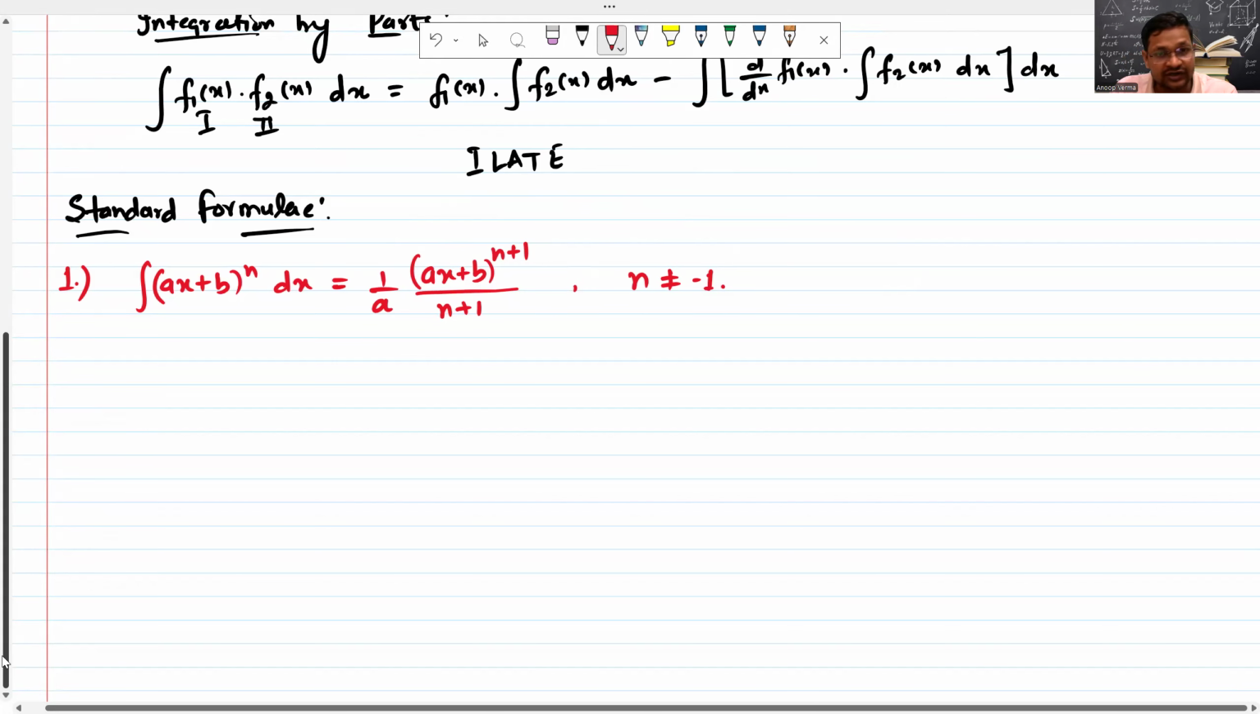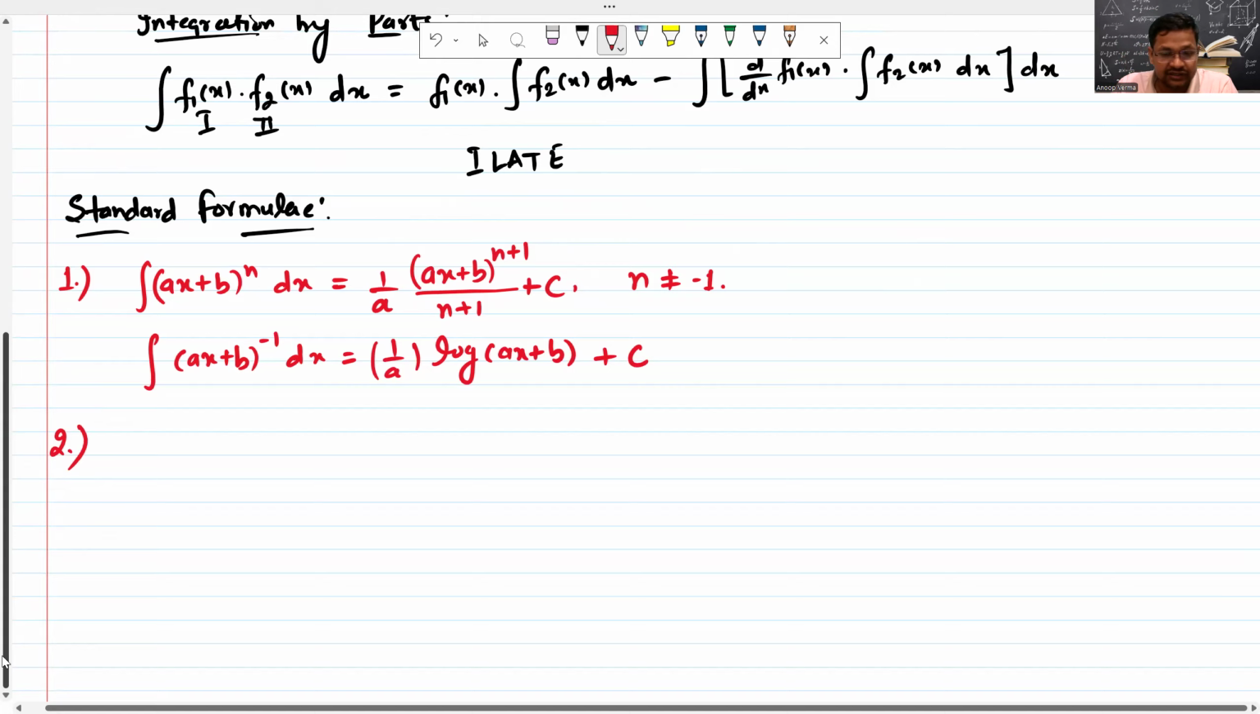So what will happen when this n is just equal to minus 1? Then the logarithmic formula will appear. So this is (ax plus b) to the power minus 1, it becomes equal to 1 upon a, and this is log of (ax plus b). Here we are writing the formulas for the indefinite integral. It's an indefinite integral, we just add c here as a constant.